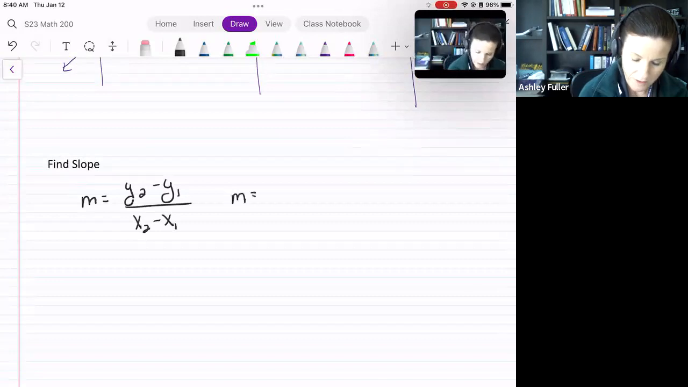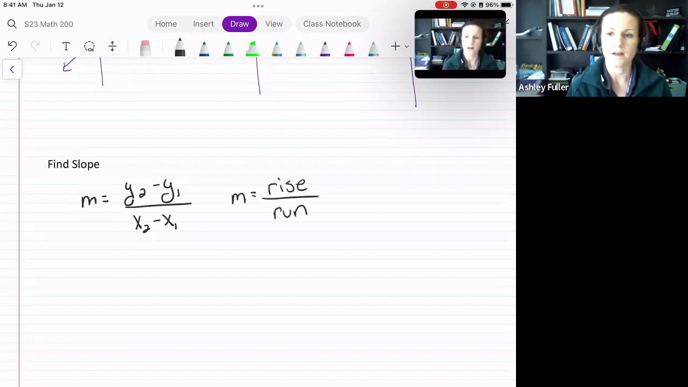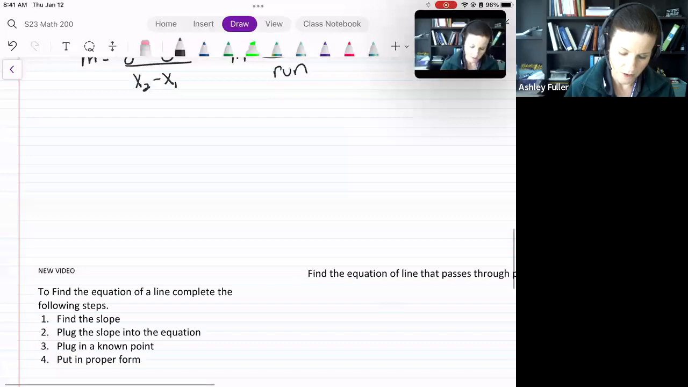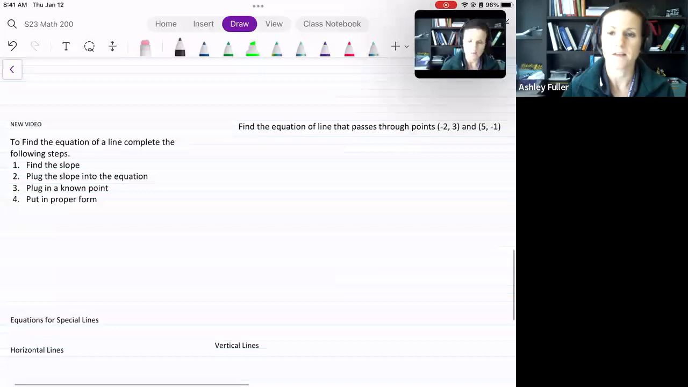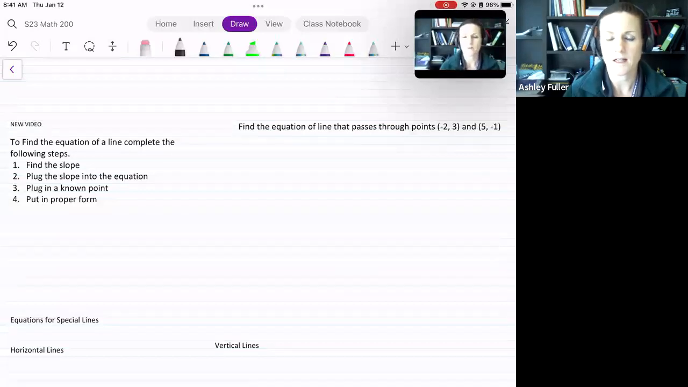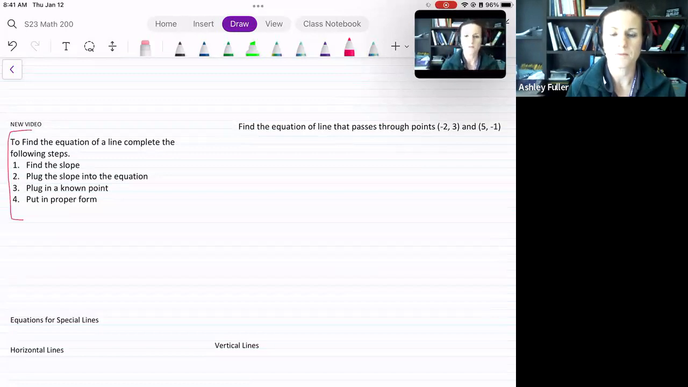Or if you have a graph, you can find the slope by counting the rise over the run from one point to the next. Let's consider an example here shortly where we're going to take that idea and use it to find the equation of a line. One of the big concepts we'll be working on this class is finding the equation of a tangent line. And so in order to do that, we have to be able to find the equation of a line. There are 4 steps listed here for finding the equation of a line. You must find the slope, plug in the slope, plug in a known point, and finally put it in proper form.